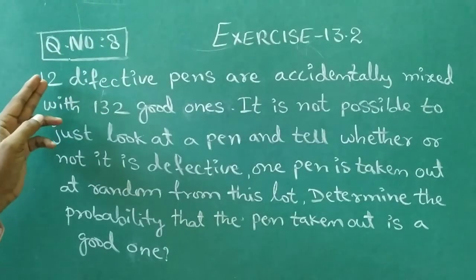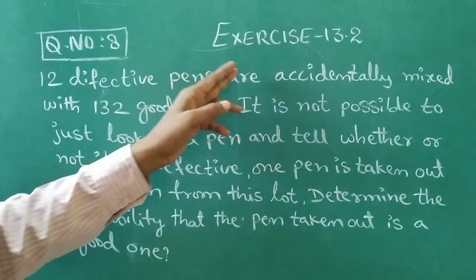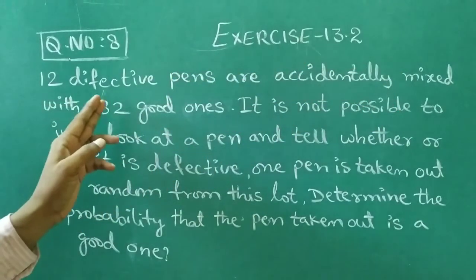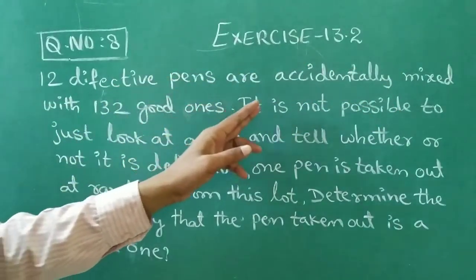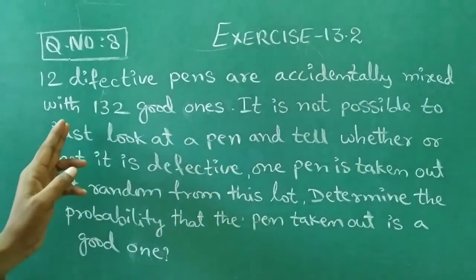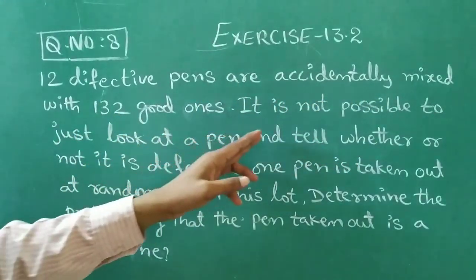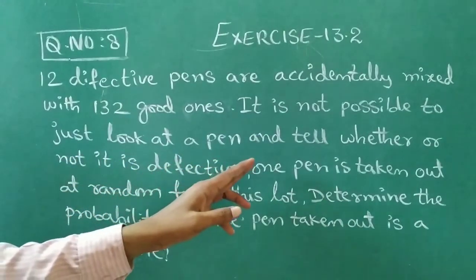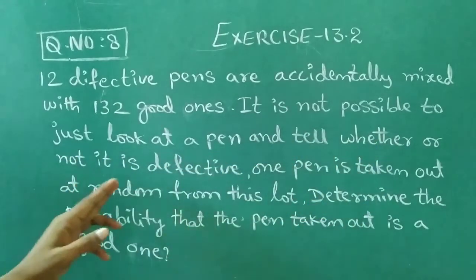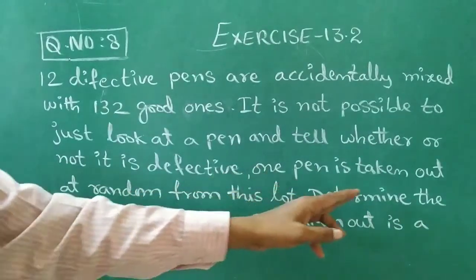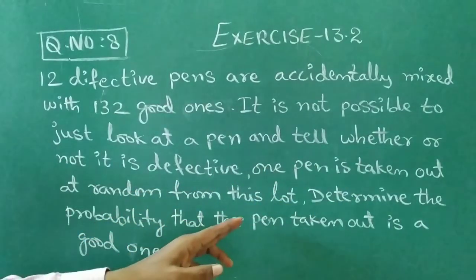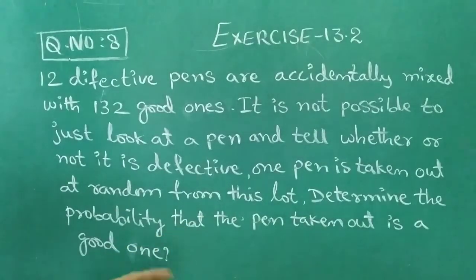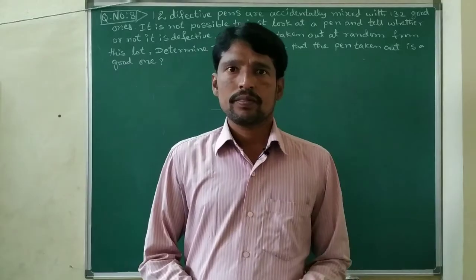Question number 8. 12 defective pens are accidentally mixed with 132 good ones. It is not possible to just look at a pen and tell whether or not it is defective. One pen is taken out at random from this lot. Determine the probability that the pen taken out is a good one. Let us see the solution.